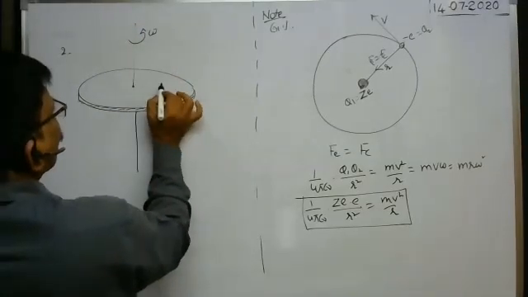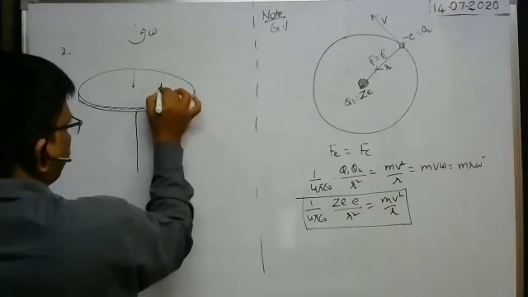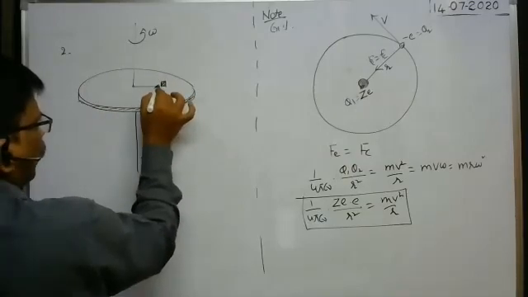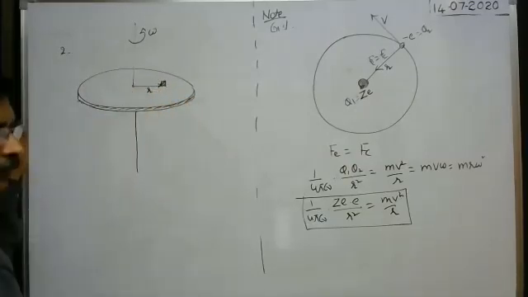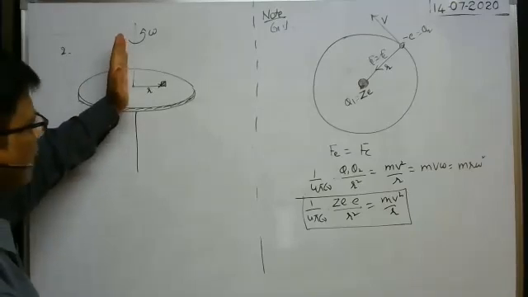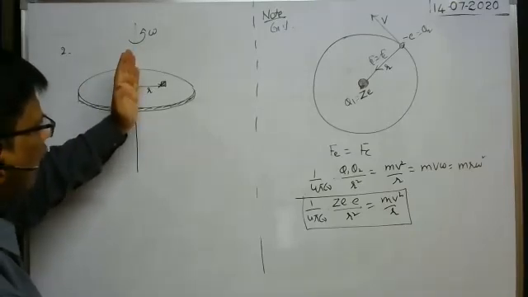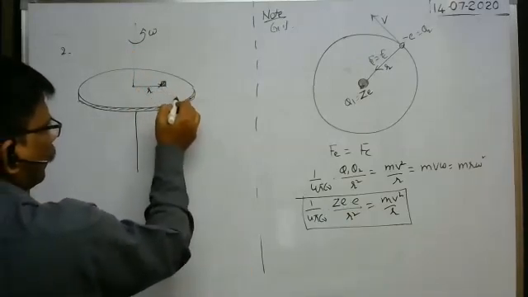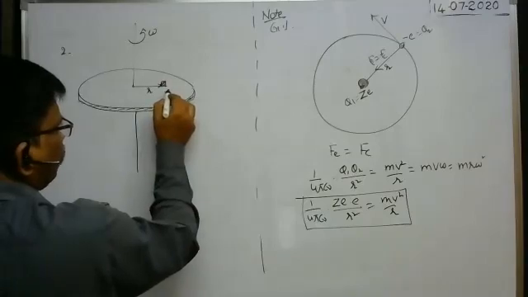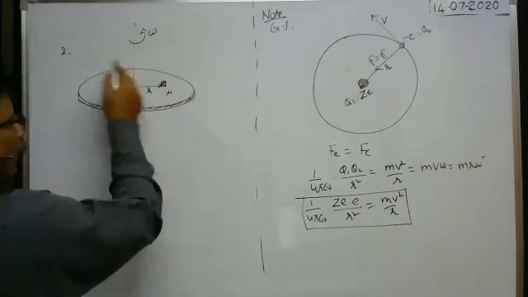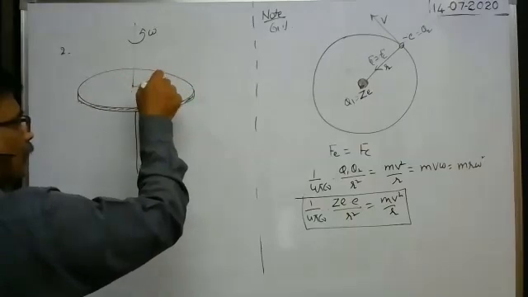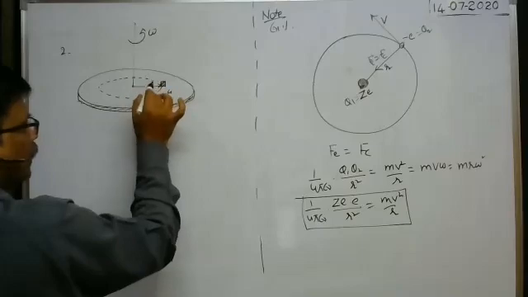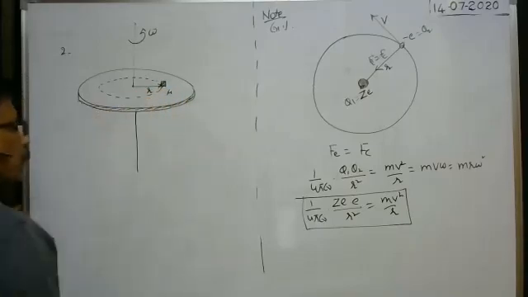Now one body, or one particle, is kept on the horizontal circular disc at a distance r from the center of the circular disc, or from the axis of rotation. A body of mass m is kept at a distance r. The coefficient of friction between the body and this horizontal circular disc is mu. Whenever the disc is rotating like this, along with the disc, the body also rotates along a circular path of radius equal to the distance of the body from the axis of rotation.